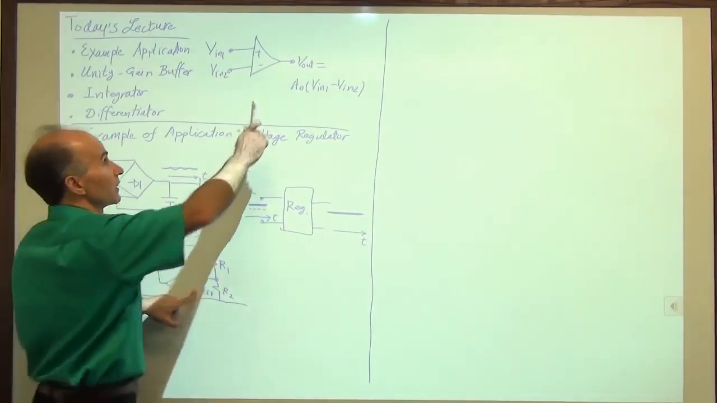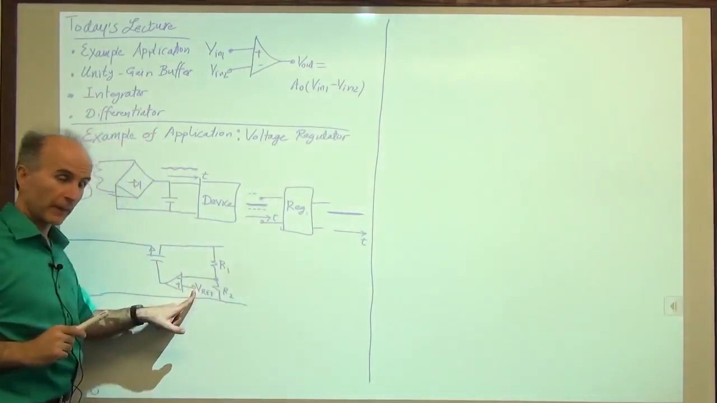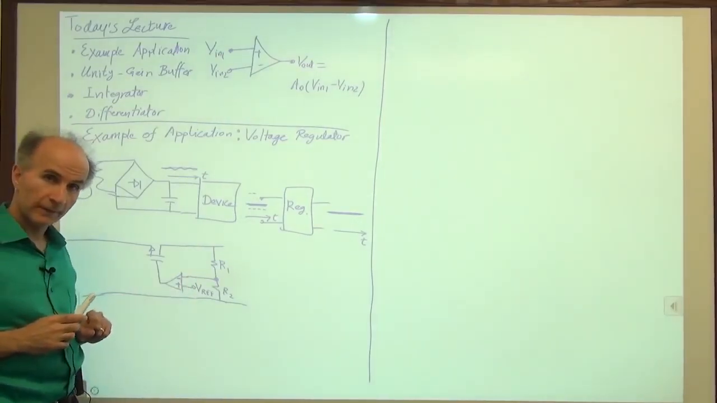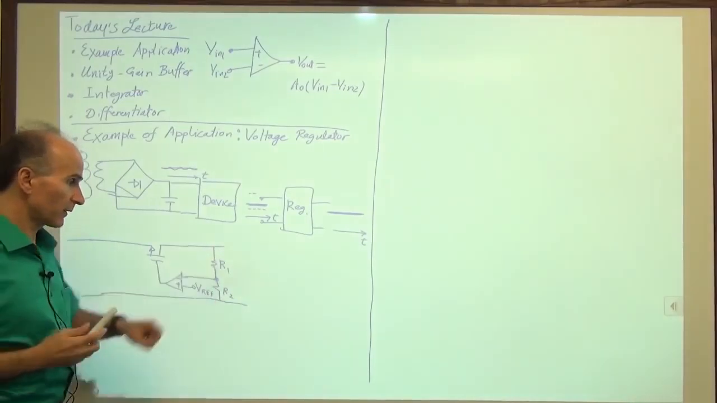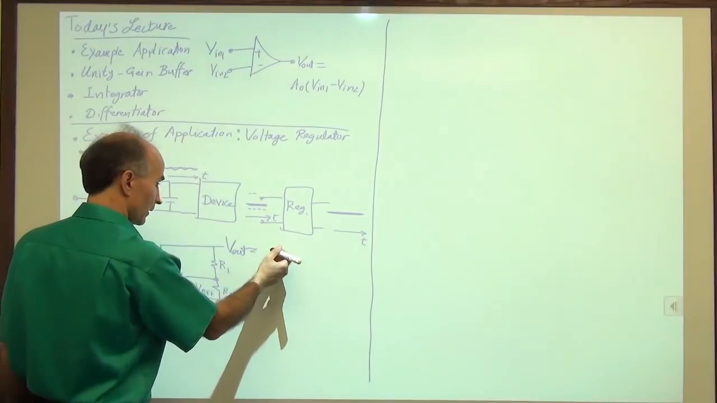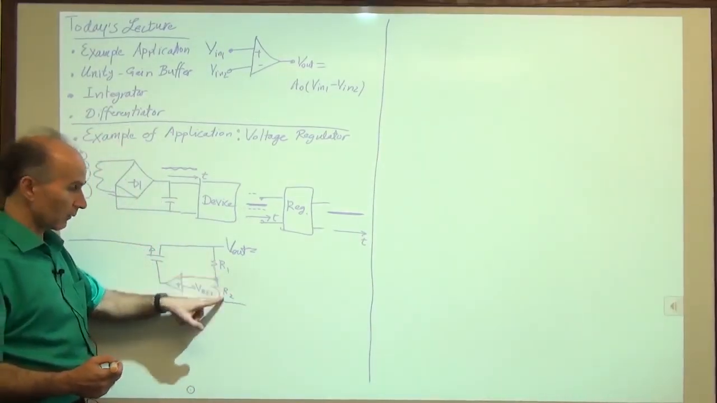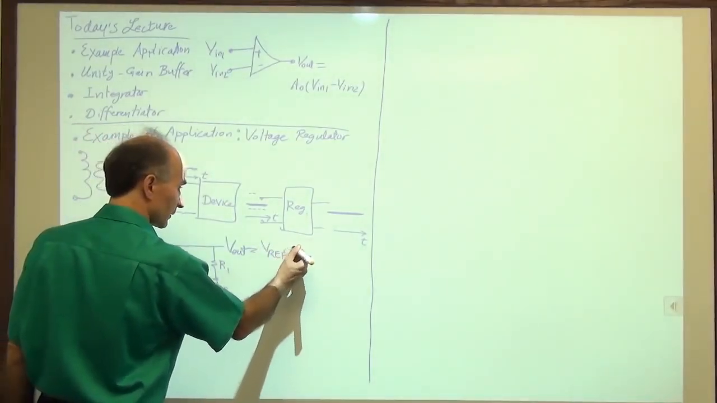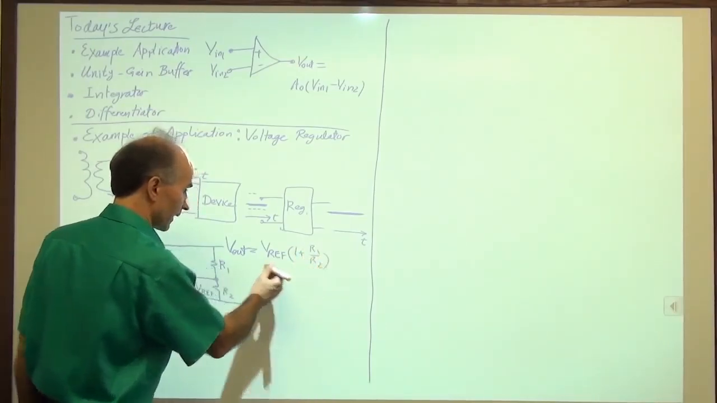Remember the fundamental equation. We said if this gain is very high, these two are very close to each other. So assuming that the gain here is high, these two are very close to each other, meaning that this is close to Vref. If this is close to Vref, we know how much that is, right? So Vout is equal to Vref over R2 times R1 plus R2. So Vref times 1 plus R1 over R2, approximately.